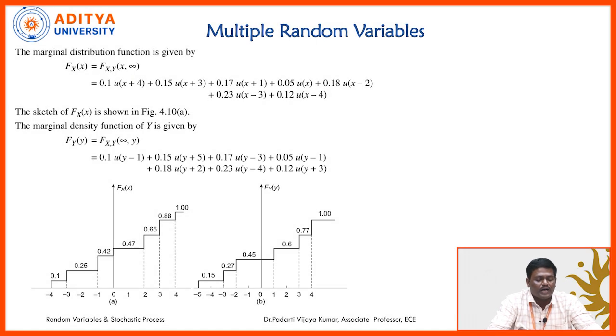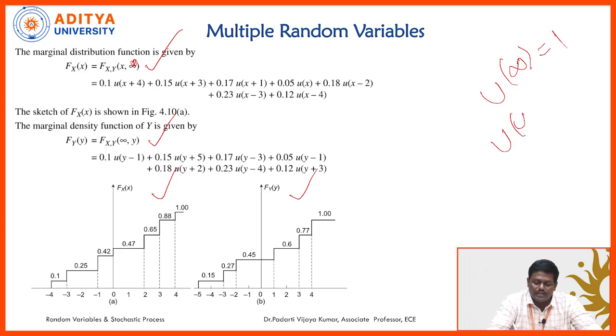Now we need to compute the marginal distribution function of x and the marginal distribution function of y, and we need to plot them correspondingly. So to compute the marginal distribution function of x, what we need to do? We need to replace y with infinity. So when I replace y with infinity, u of infinity will be equal to 1. U of infinity minus something is 1. U of infinity plus 1 is 1. So all y values will become 1. Now 0.1 into u of x plus 4, 0.15, 0.17, 0.05, 0.18, 0.23, 0.12.